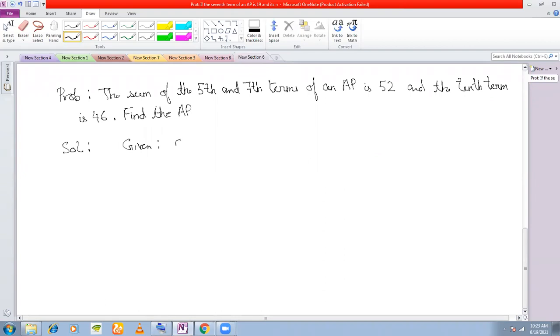The sum of the fifth and the seventh term, that means A5 plus A7 is 52. Also what is given here? And the 10th term is 46. So A10 is given to you as 46. So these two conditions are given. From these two, we are going to find out the first term and the common difference. So we have, start from the first one, A5 plus A7 is equal to 52. Now, what is A5? A5 is A1 plus 5 minus 1 into D.